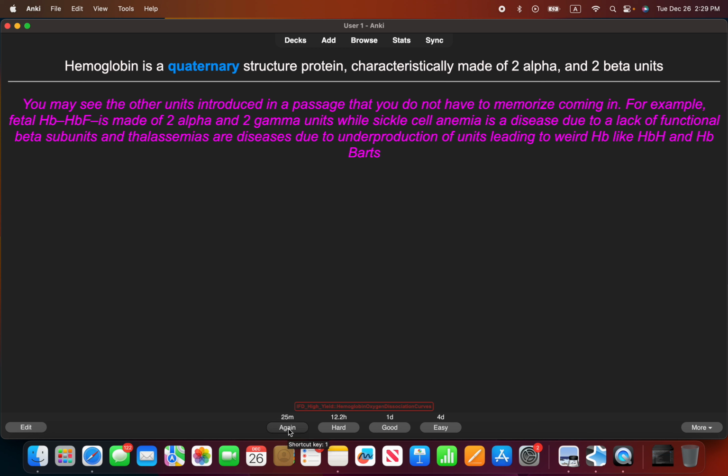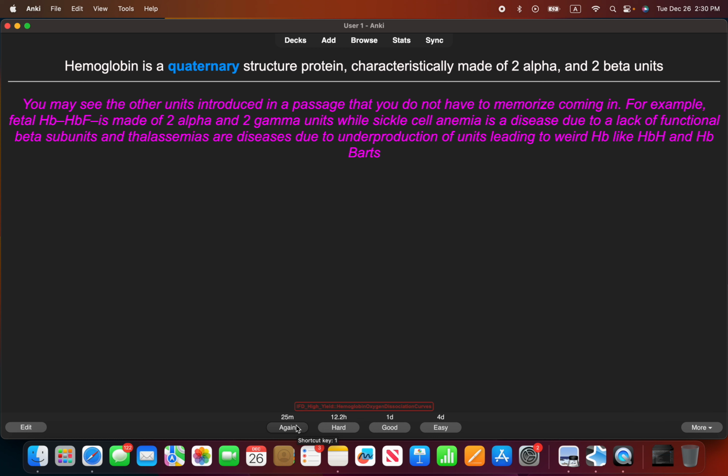You may see the other units introduced in your passage that you do not have to memorize coming in. For example, fetal HbF is made of 2 alpha and 2 gamma subunits, while sickle cell anemia is a disease due to a lack of functional beta subunit, and thalassemias are underproduction of units leading to weird Hb like HbH or Hb Barts.